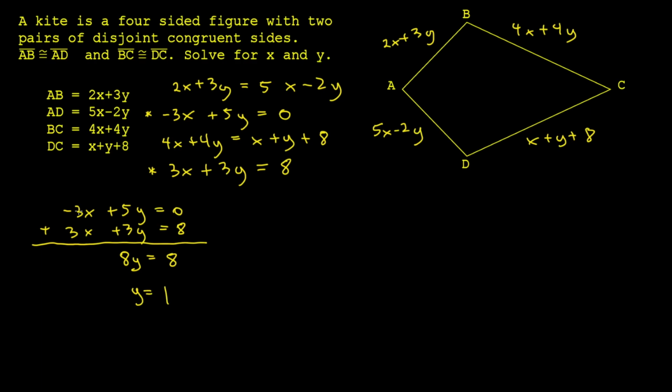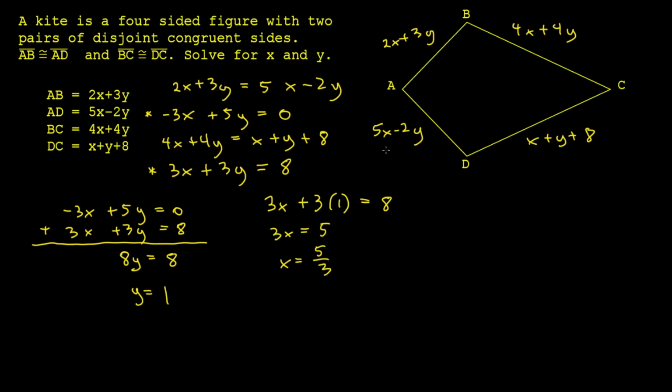Now we can take y equals 1 and plug it back into either equation. I'm going to take the second one. No reason for that, just why not? Y equals 1, so 3x plus 3 times 1 equals 8. Now 3x equals 5. X equals 5 over 3.